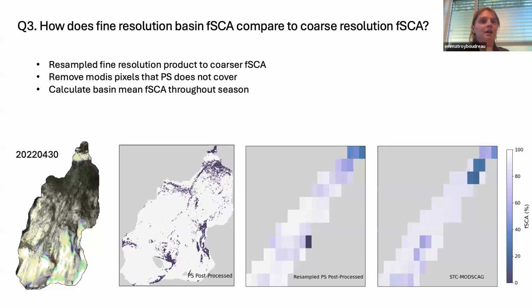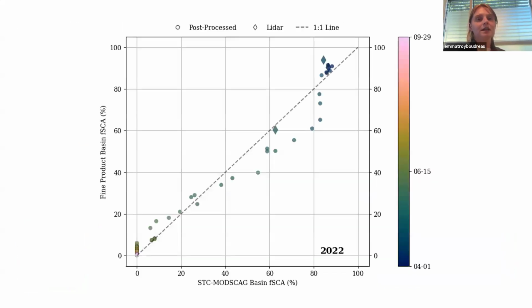And then, how does our fine resolution basin FSCA compare to a coarse resolution? In order to make this a fair comparison, we resampled our fine resolution product to match the coarse resolution. And so here is an example of this. We have our PlanetScope image, our snow map that's post-processed from that, and then we downsample to match the resolution of our coarse spatially and temporally complete MODSCAG on the far right. And then we look at the basin mean FSCA throughout the season.